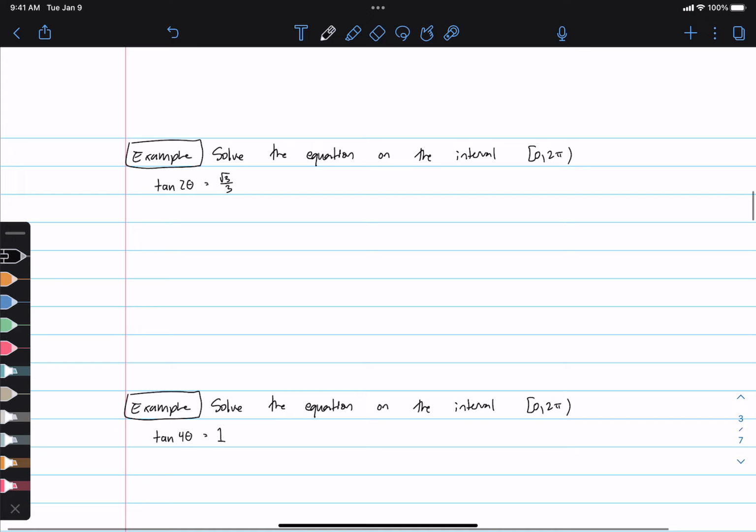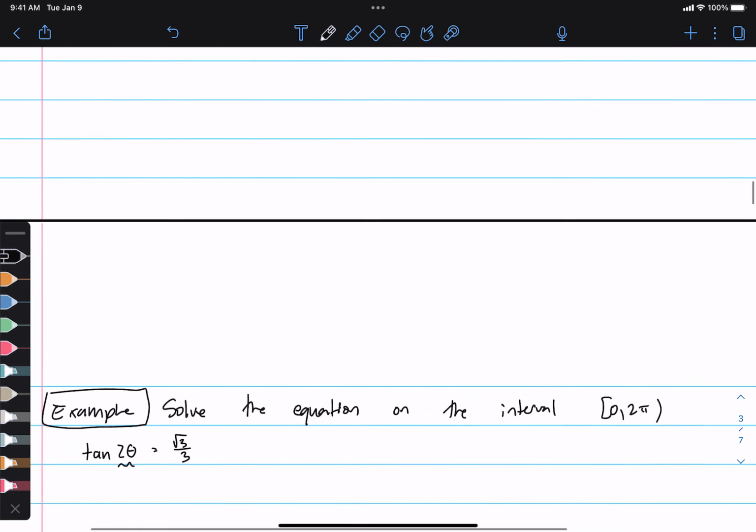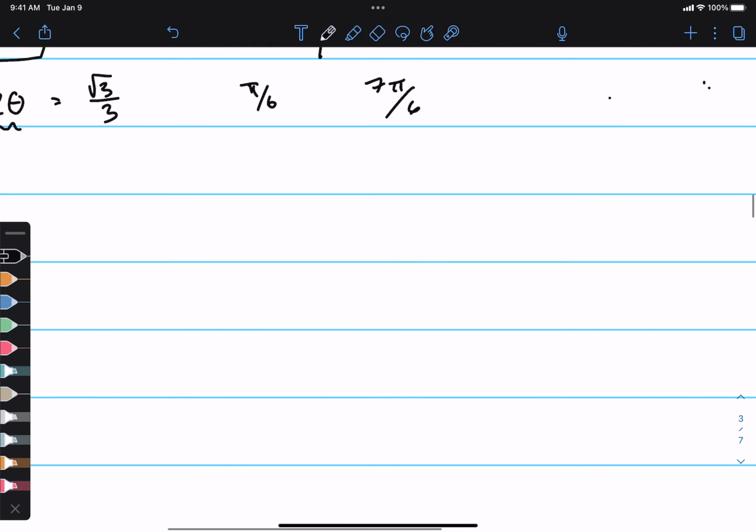So your next example, what if instead it was 2 theta, right? What we're actually going to do is take the two values that we found before, pi over 6 and 7 pi over 6, the two values on the unit circle, and do the same thing we did to cosine and sine. We're going to add 2 pi. So pi over 6 becomes 13 pi over 6, and I don't know why I used pi over 6. I should have used something else.